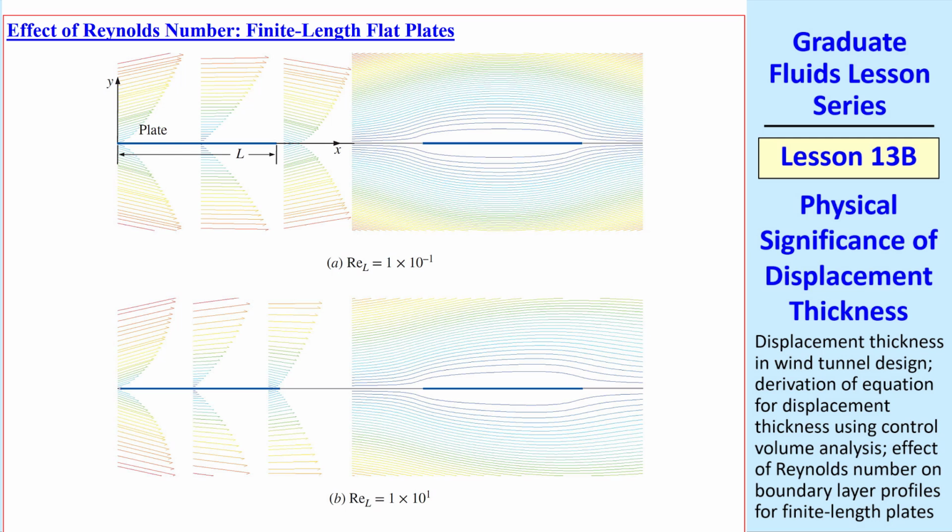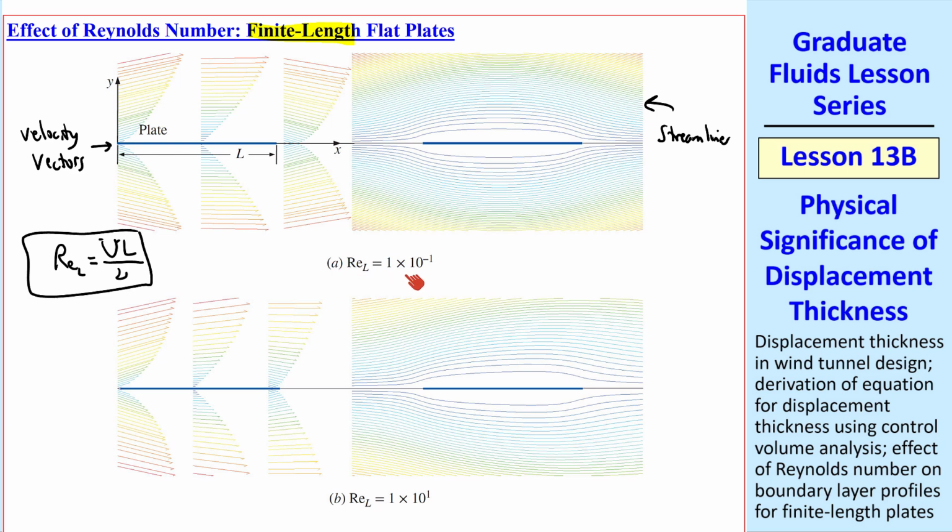Finally, let's look at the effect of Reynolds number on finite-length flat plates. The Blasius solution is for infinite plates, but if we have a plate of length L, the Blasius solution does not hold, although it may be a good approximation for parts of the flow. For each of these cases, I show velocity vector plots and then streamlines. And we define Re sub L as U, the free stream velocity, times L, the length of the plate, over nu. The first case has Re_L of 1 times 10 to the minus 1, or 0.1.